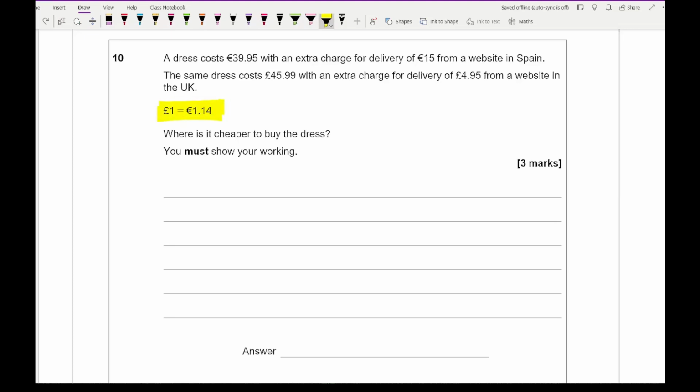Now for this, what you need to do is decide, do you want to work in pounds or do you want to work in euros? You don't need to do both, but what you need to do is make sure that the units for both are the same before you can compare.